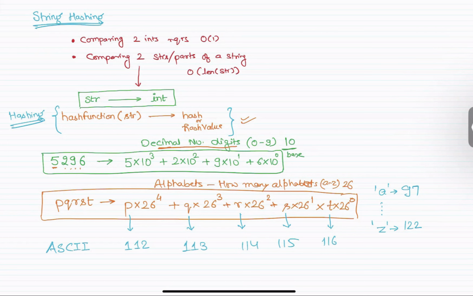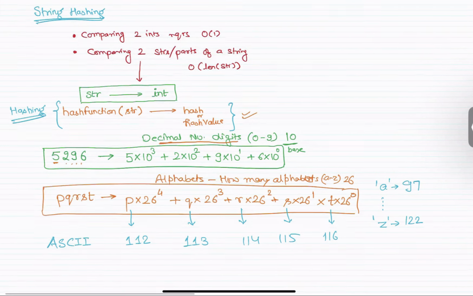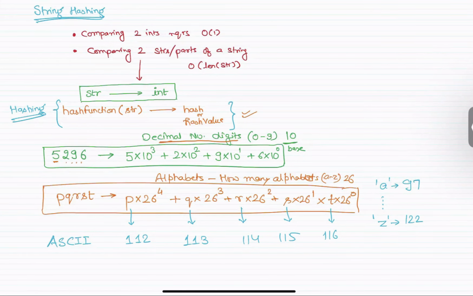And this hash will be unique. Everyone agrees that two strings will not have the same hash value. Is this making sense? Yes, sir. Yep. So this is a good hash function. Two different strings will not have the same hash value.